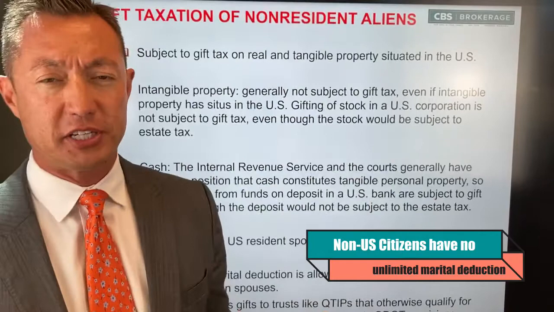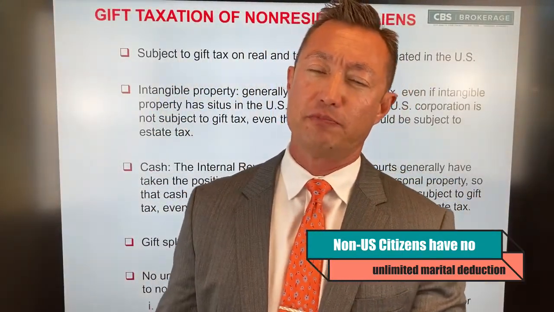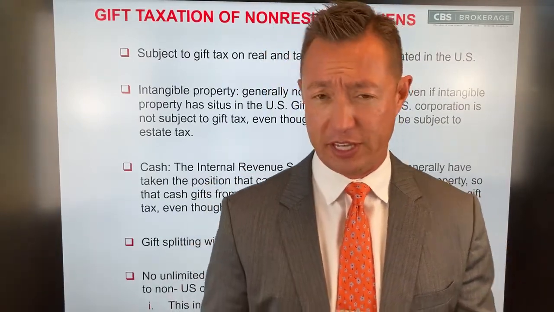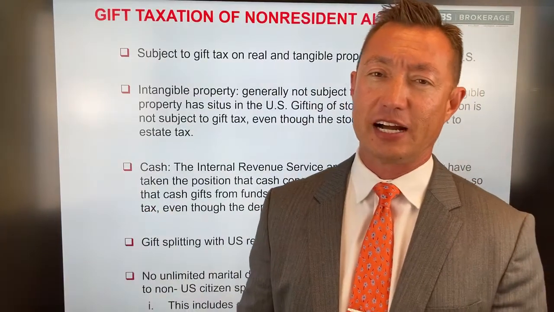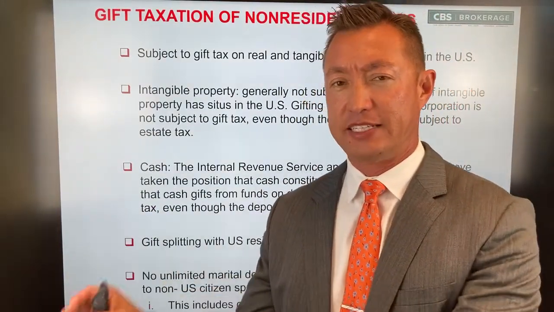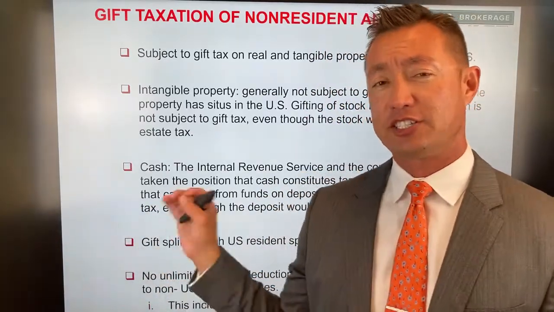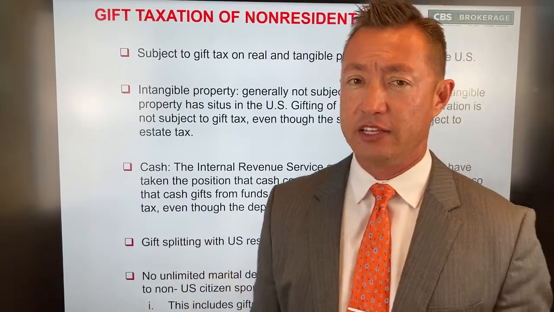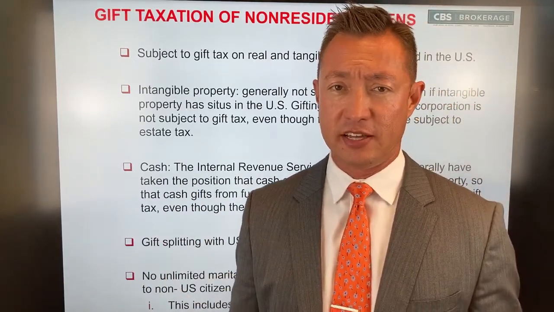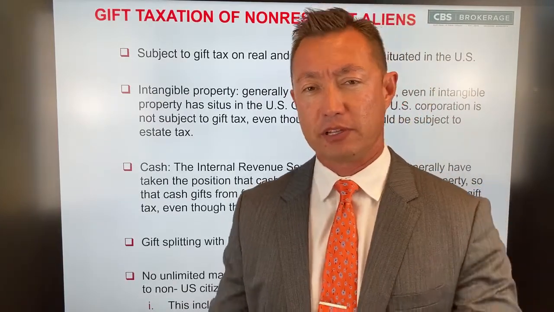They are subject to gift taxes in the United States on their U.S. situs property for tangible assets. So intangible assets are not included in any gift tax ramifications. Although, for example, U.S. stocks, which are intangible, if they're situs in the United States, are actually part of the estate tax, including the gross estate tax, but not for gift tax purposes. Cash is considered a tangible gift, and they cannot gift split with U.S. citizens. And finally, there is no unlimited marital deduction. We'll be discussing how you qualify for something equivalent to that in just a second.